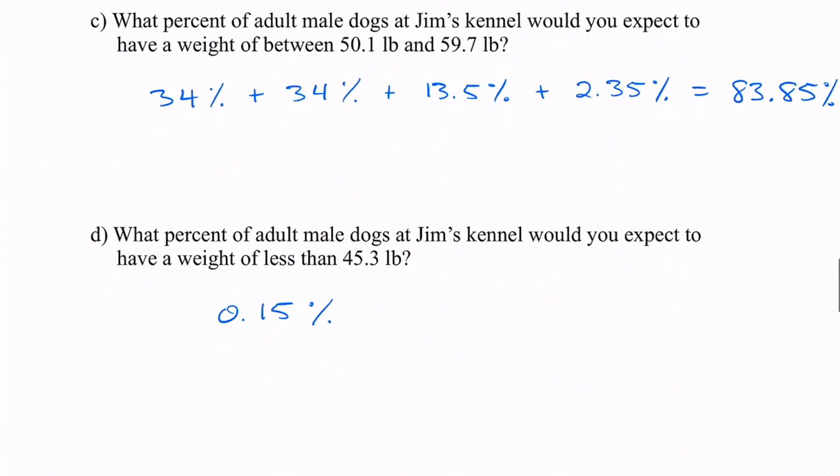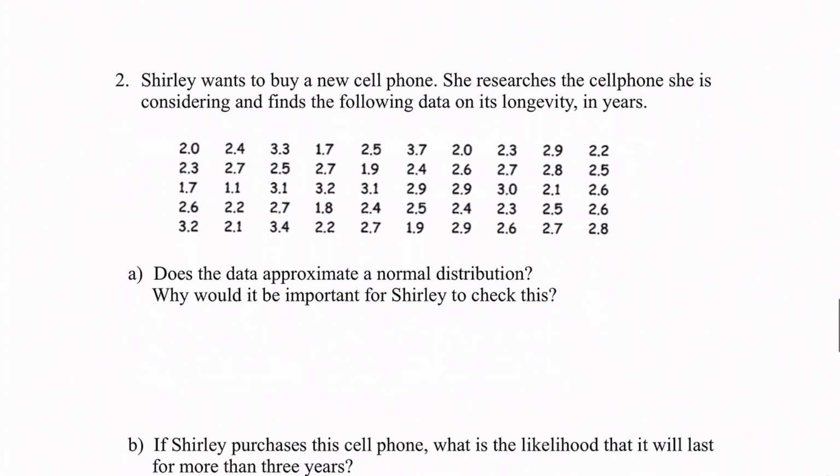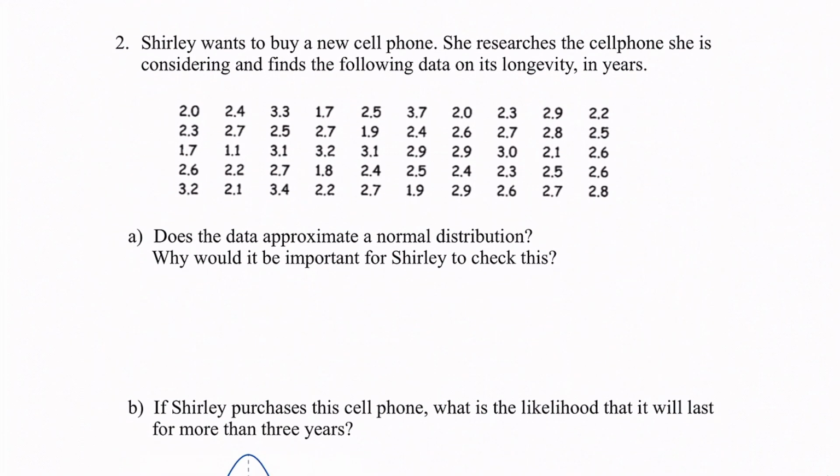Now we can move on to our last example here. And it says, Shirley wants to buy a new cell phone. She researches the cell phone she is considering and finds the following data on its longevity in years. So all of these values are just years that a cell phone has lasted. So 2 years, 2.4 years, 3.3 years, and so on. So part A, it says, does the data approximate a normal distribution? Why would it be important for Shirley to check this?